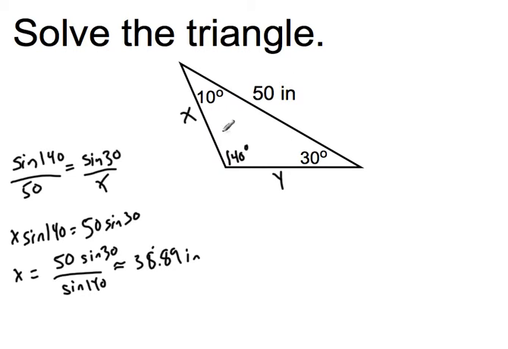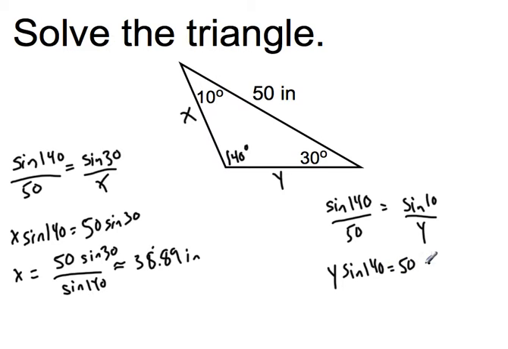Y, by the way, that's the letter y. The letter y, we're going to still use this pair right here because we know the values. So sine of 140 divided by 50 is equal to, and then the angle opposite y is 10 degrees. So sine of 10 degrees divided by y. Cross multiply, we get y times the sine of 140 is equal to 50 times the sine of 10. And when we divide both sides by the sine of 140, we get 50 times the sine of 10 divided by the sine of 140.